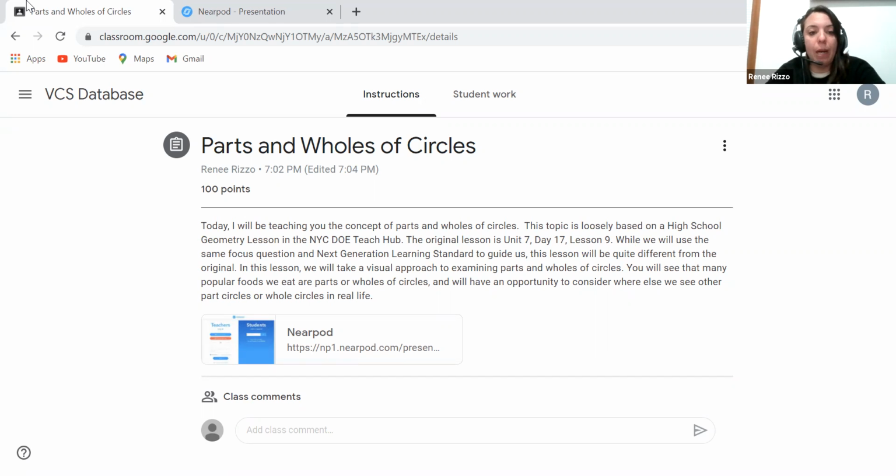We saw that many popular foods we eat are parts or wholes of circles, and we had the opportunity to consider where else we see other part circles or whole circles in real life.